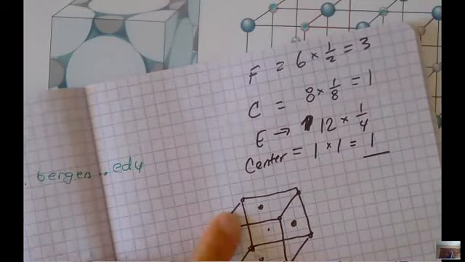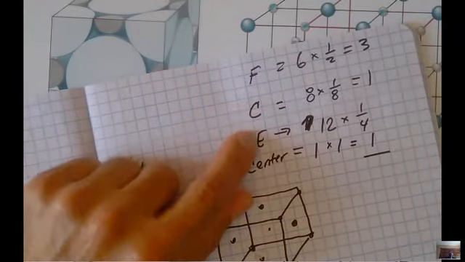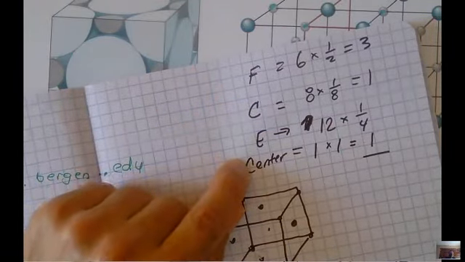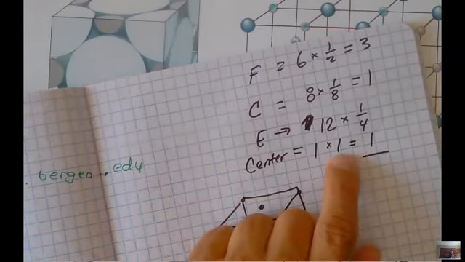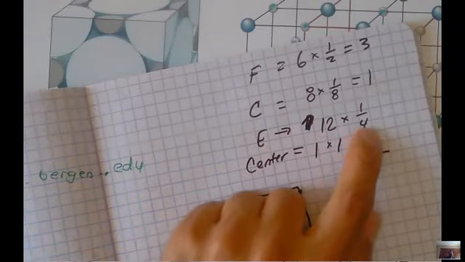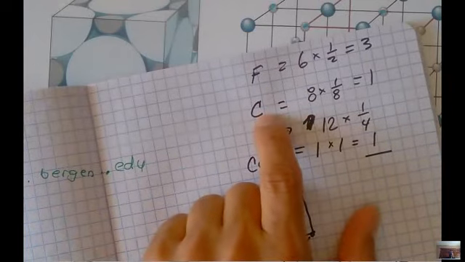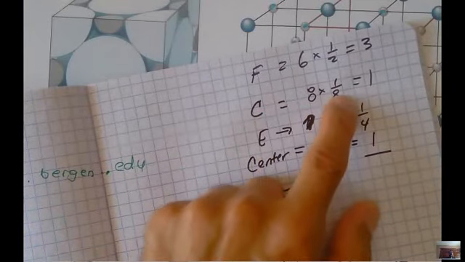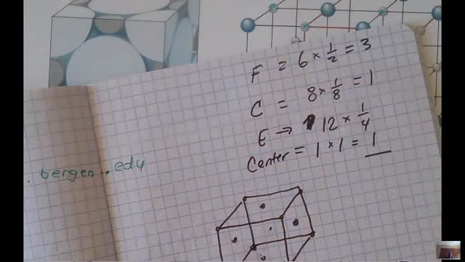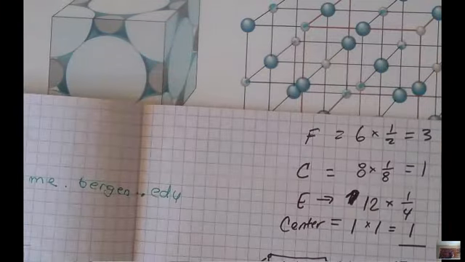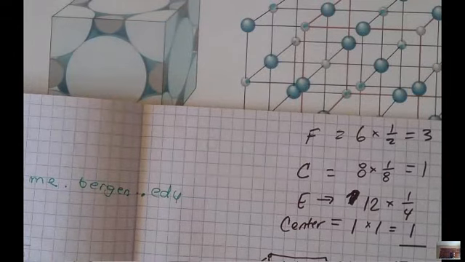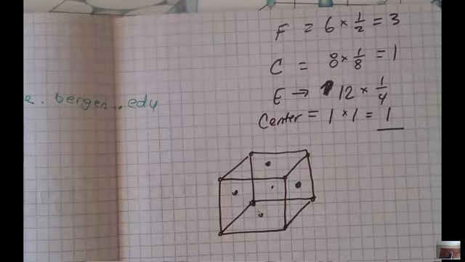But those are the only kind of entities. Faces, corners, edges, and things that are totally centered inside the box, not shared at all. They'll always be multiplied by 1. Edges will always be multiplied by 1/4. The corners will always be multiplied by 1/8. And faces will always be multiplied by 1/2. There's no other kind of places you can be. Think about it. You could be in a face, an edge, a corner, or inside the box. That's it.